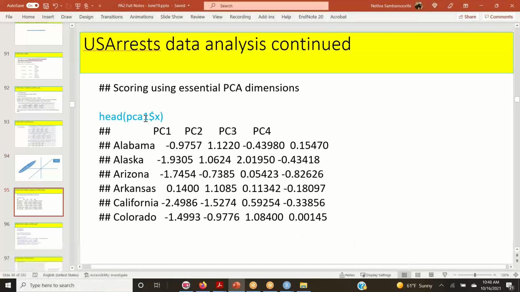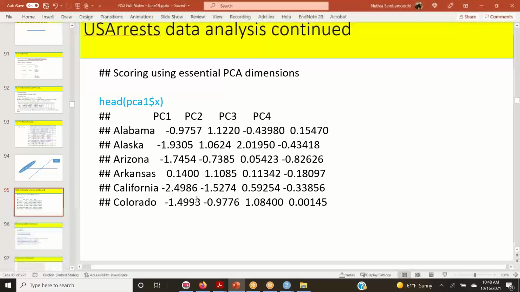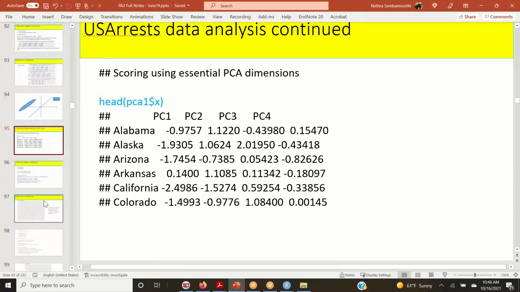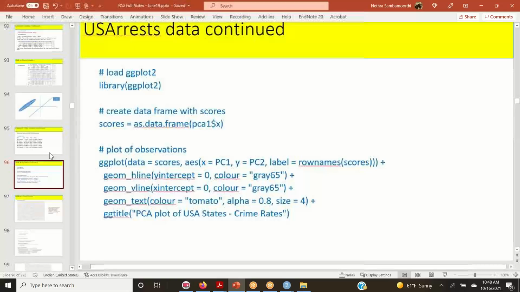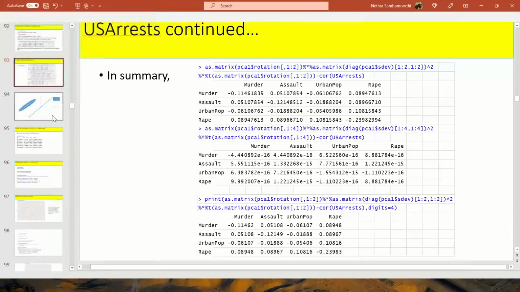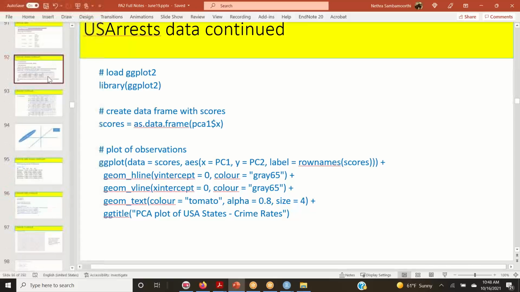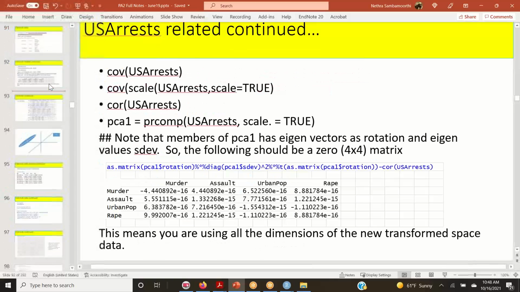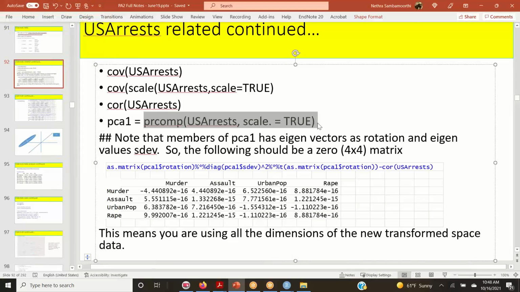Now, scoring using the essential PA dimensions. These are the 4 PA, right? Yes. And I want to show you the picture. Okay, here's the picture. So let's do one thing. I have to redo this to show it to you, but anyway, it is done here. This is the part which is done here. So basically this is prcomp, nothing beyond that. And then I call this PA1. Okay, let's do that.